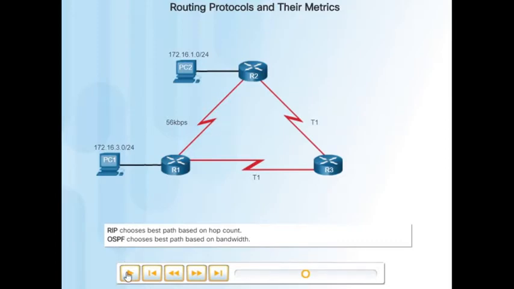OSPF, on the other hand, behaves differently. No matter how many hops it would take, as long as it finds the line that has higher bandwidth, it will choose that line. It's called cumulative cost or cumulative bandwidth from source to destination.